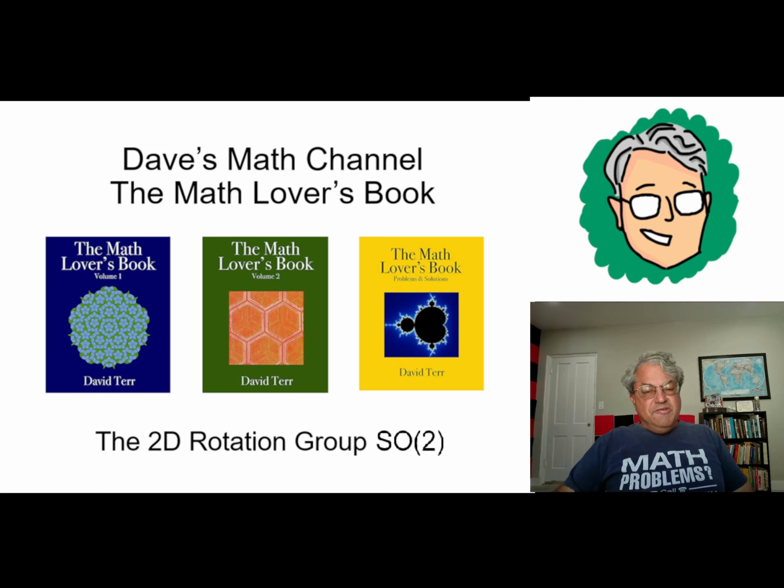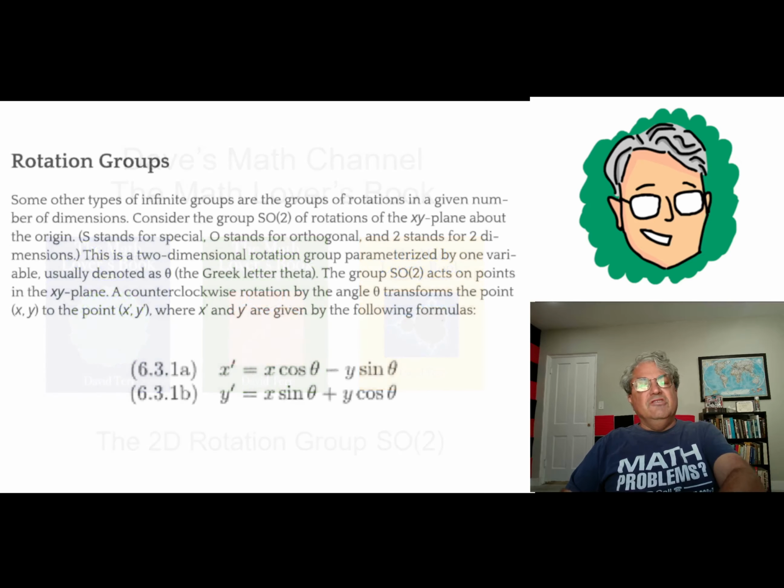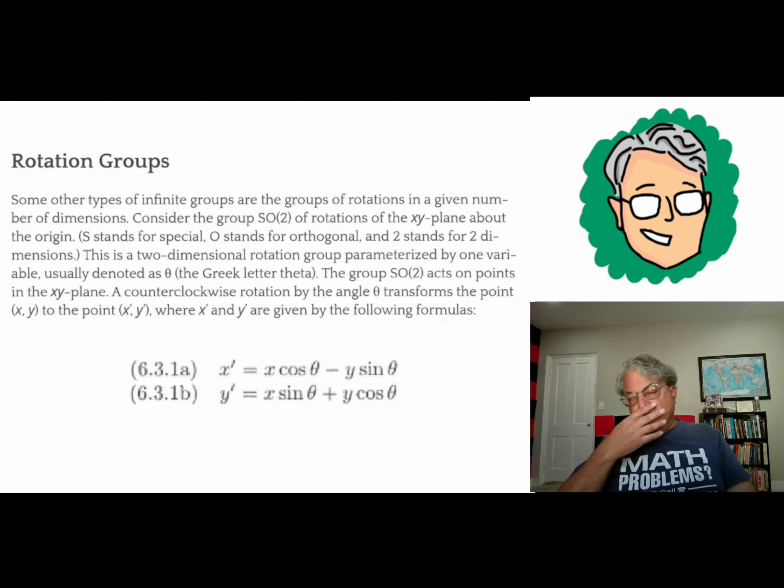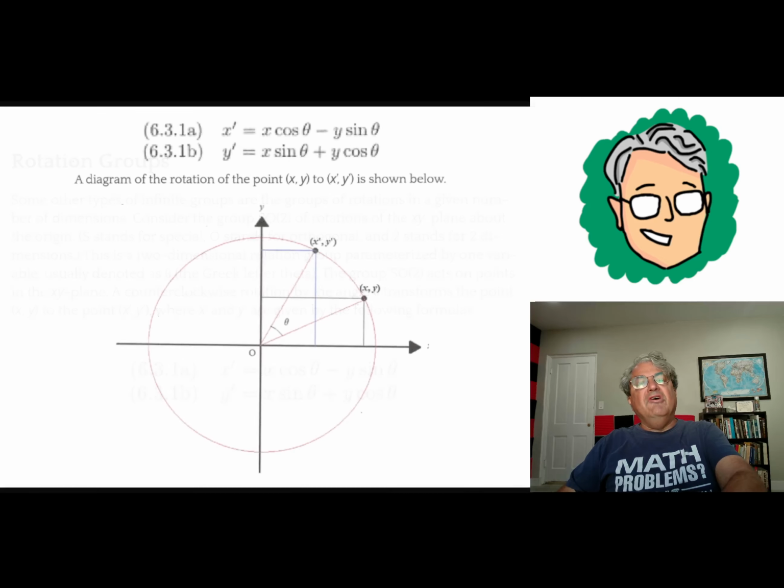Today I'm going to talk about another one, namely the 2D rotation group, which is given the notation SO2. It's just a group of rotations in a plane, if you like. So the idea is that it's probably better to cut to the picture here.